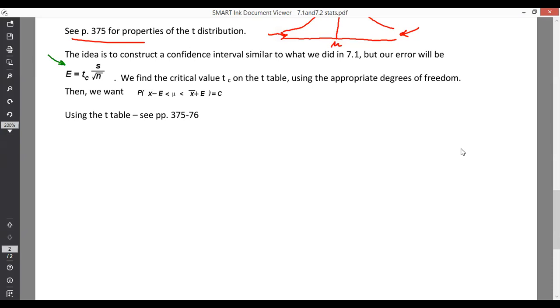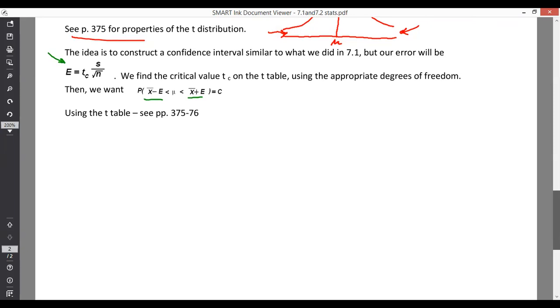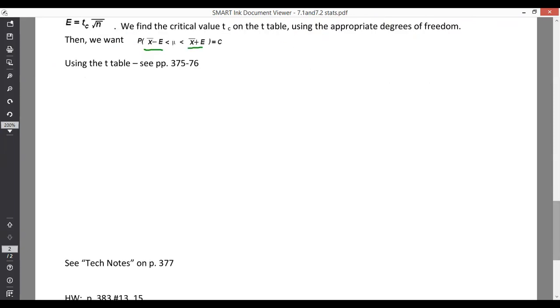All right, any questions on that? Because I'm getting ready to show you an example. And again, check it out. Once you find the error, you're just doing X bar plus and minus whatever that error is. Right? So I have a bunch of space here using the t-table. Well, now you'll get to see it. And then we'll go over how to do it on a graphing calculator.